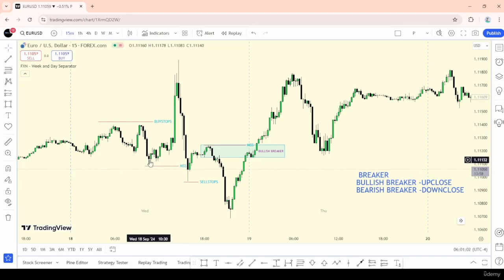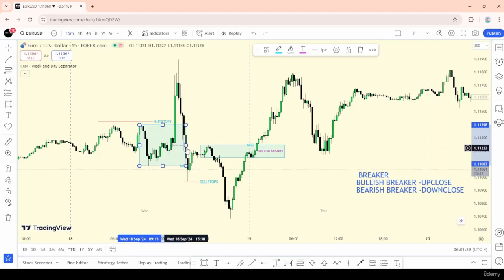So the bearish breaker here, the down close candle. When we have multiple consecutive candles following one another, down close candles, then we have to outline those consecutive candles. So here I'll also outline these candles, and these are our bearish breaker. I'll also outline here a bearish breaker.